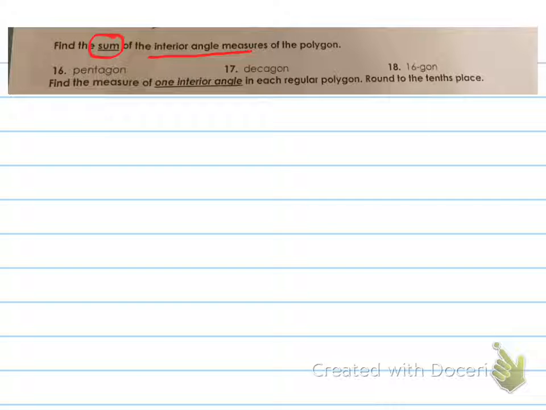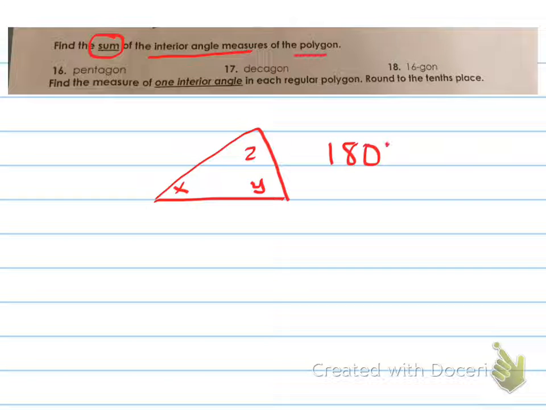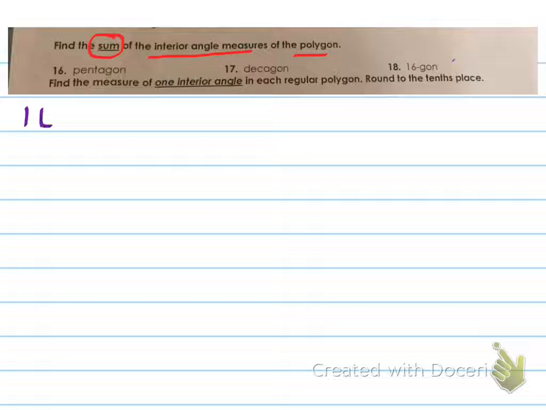It says to find the sum of the interior angle measures of the polygon. Sum is when we're talking about all of the angle measures put together. So the first thing that we want to think about is, what do we know about the sum of a triangle? The triangle is going to be added up to x, y, and z. We know they will add up to make 180 degrees.